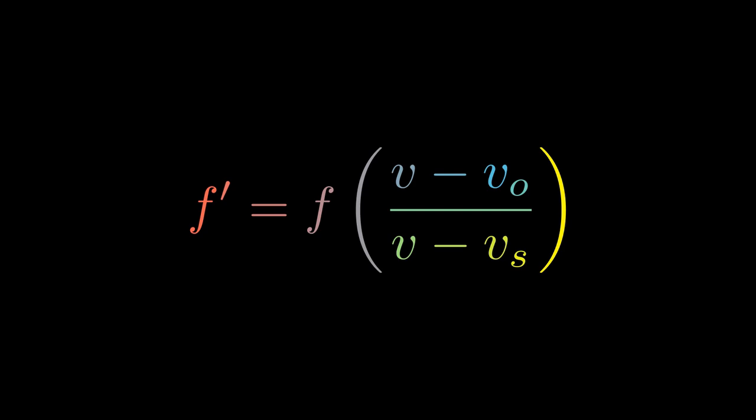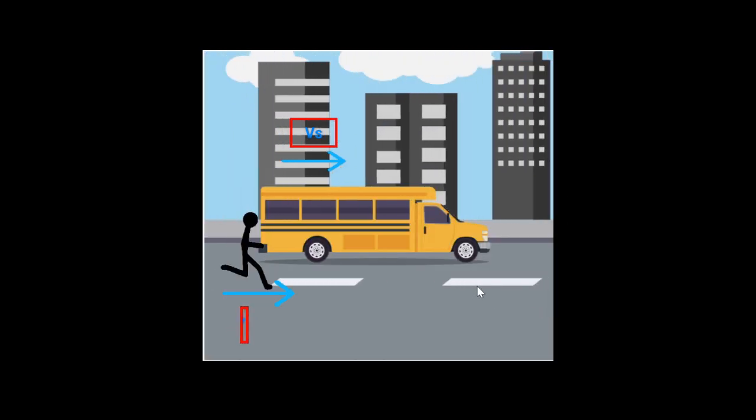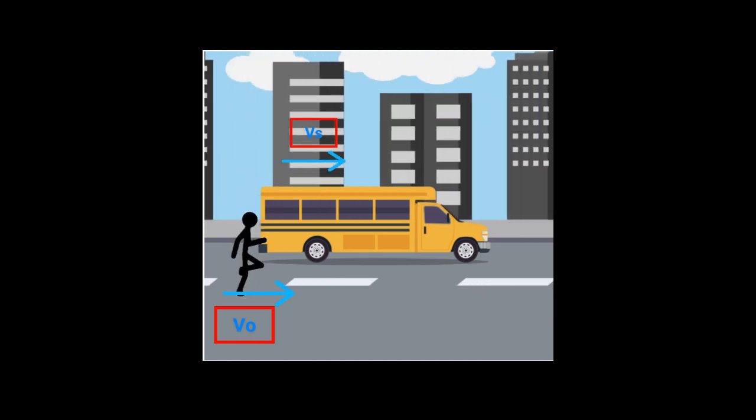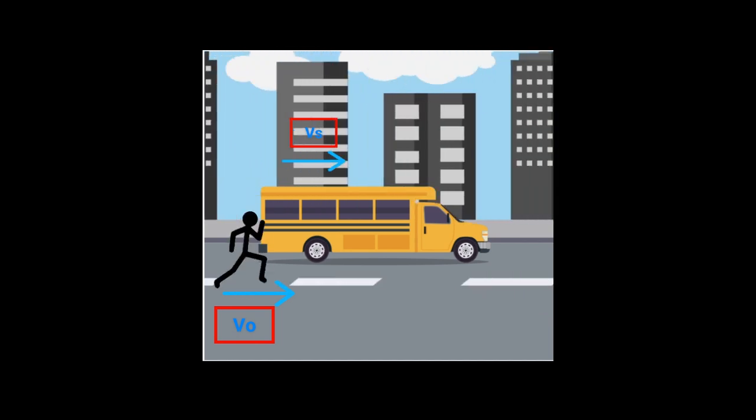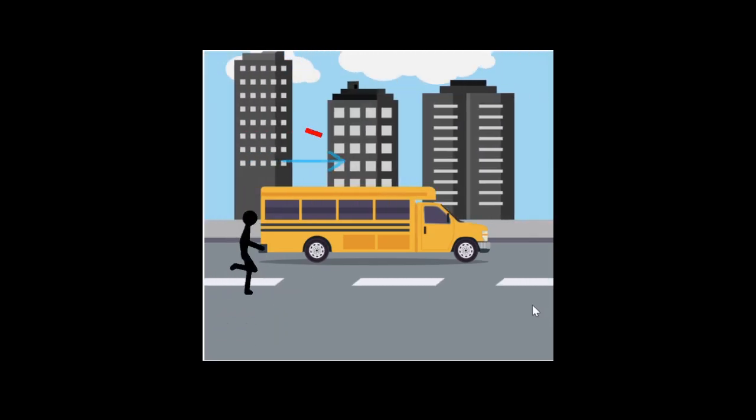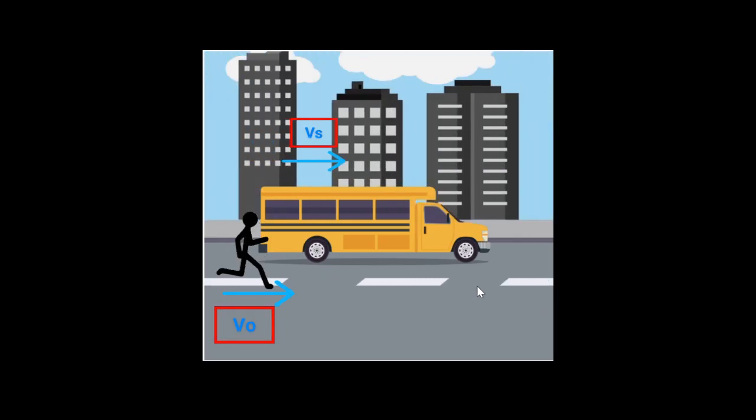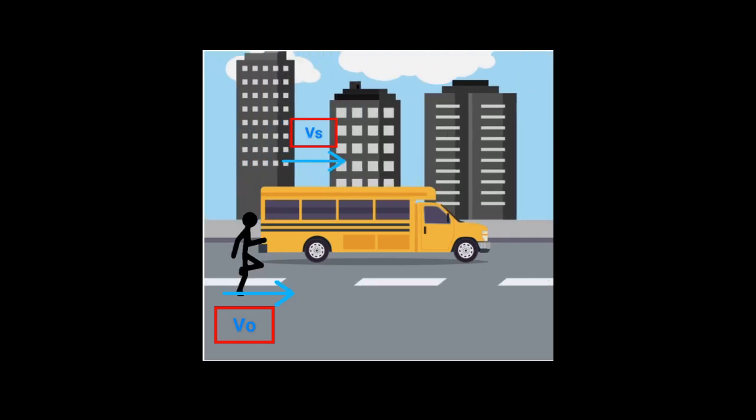And since the source was approaching, we need to increase the overall value of the fraction. So in order to increase the overall value of the fraction, we have to decrease the value of the denominator. And so we have to also subtract in the denominator. Okay, let's look at the second scenario. The second scenario is when the observer chases the source. That means that the source is in front and the observer is following, and they are moving in the same direction.